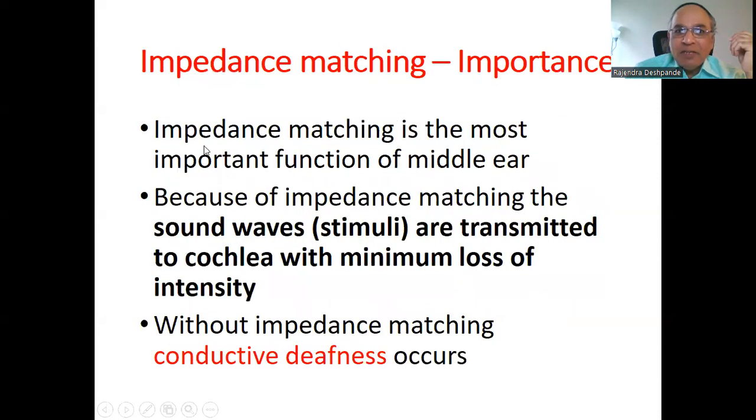Impedance matching is the most important function of the middle ear. This is again an MCQ in the oral. The examiner will ask which is the most important function of the middle ear, that is impedance matching. Because of the impedance matching, the sound waves, that is the stimuli, are transmitted to the cochlea with minimum loss of energy or intensity. Without impedance matching, conductive deafness may occur.